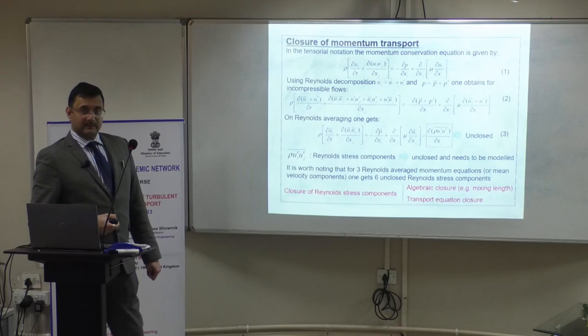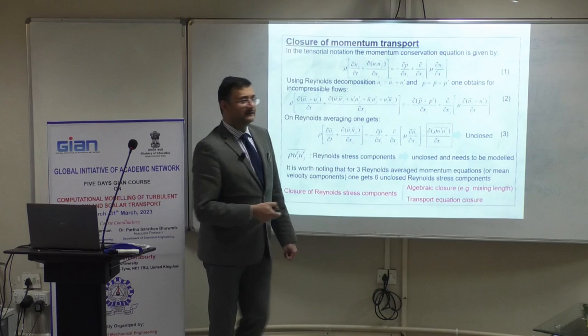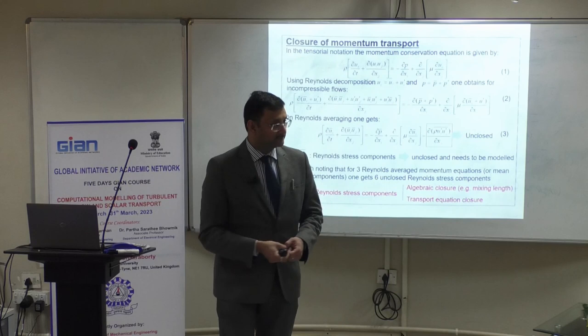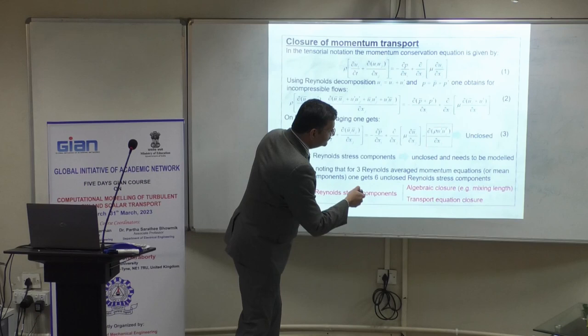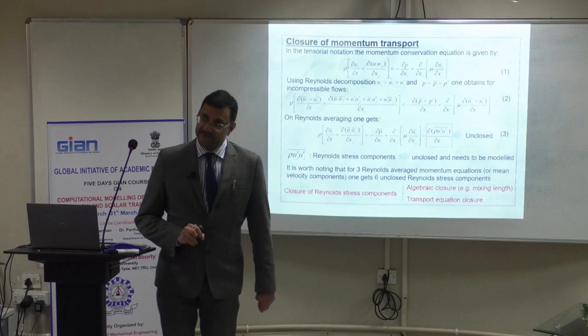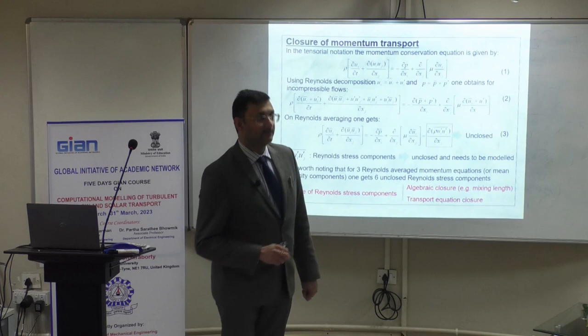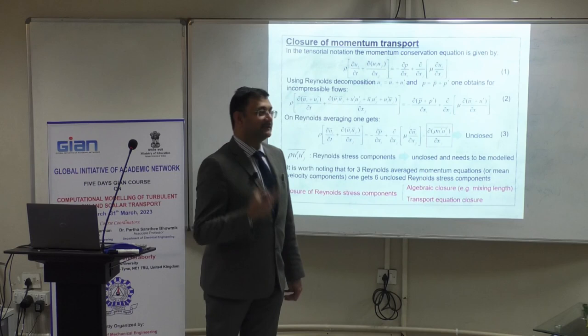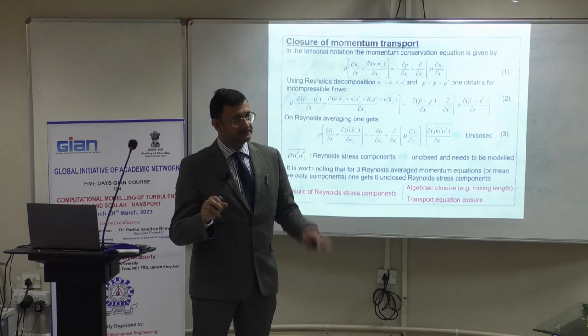I will show later on in this lecture, you can derive a transport equation for this one, which are essentially Reynolds stresses. What is stopping us? At the moment, if you look at this one, this quantity within the parenthesis is our Reynolds stress. It's a symmetric tensor. So it's a 3x3 tensor, but six independent components because it's a symmetric tensor. Clear? So I have got six unknowns.